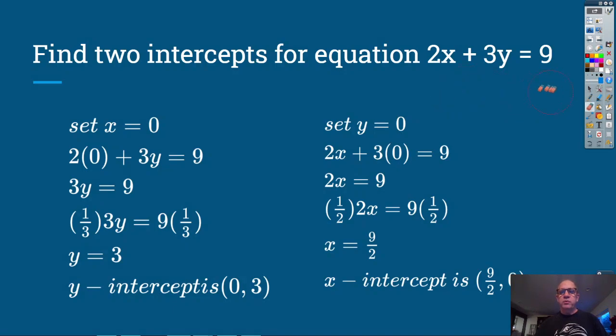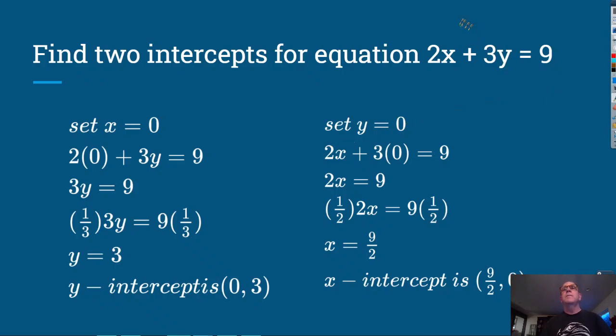All right, so let's take a look at standard form. You remember standard form is ax plus by equals c. So if I start here, ax, a is 2, plus by, b is 3, equals c, c is 9. So in this equation, a is 2, b is 3, c is 9. Now I'm going to find the 2 intercepts. Remember, the x-intercept is when I set y equals 0, and the y-intercept is when I set x to 0.